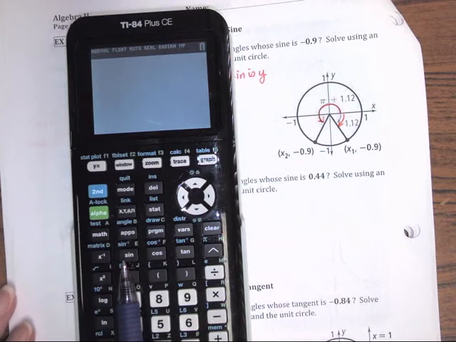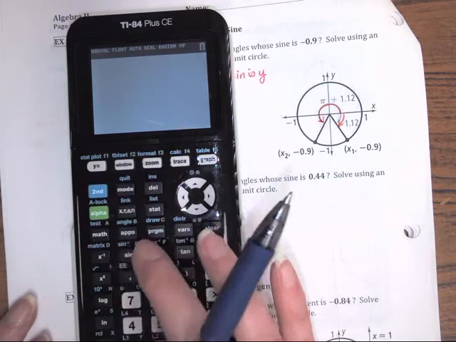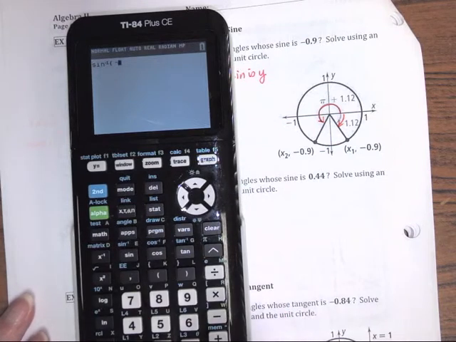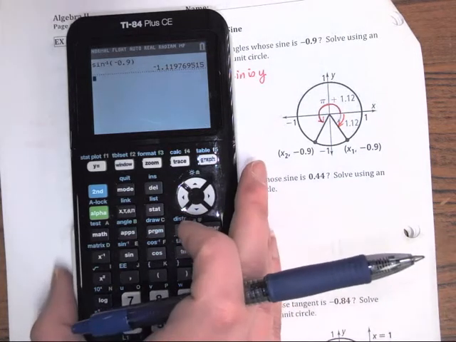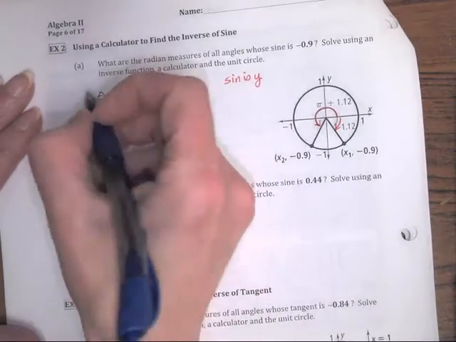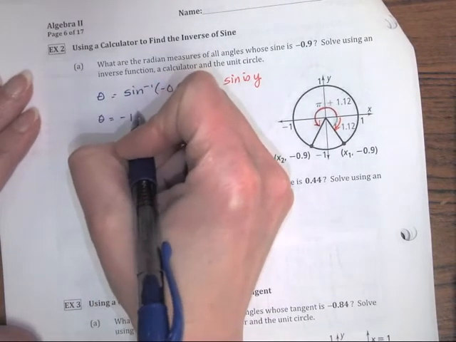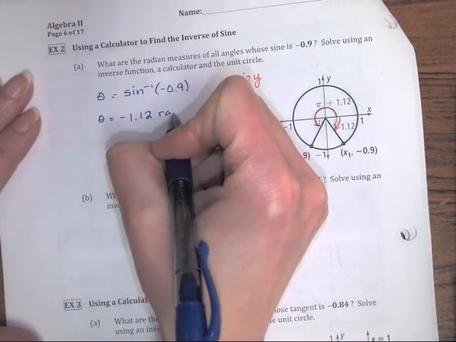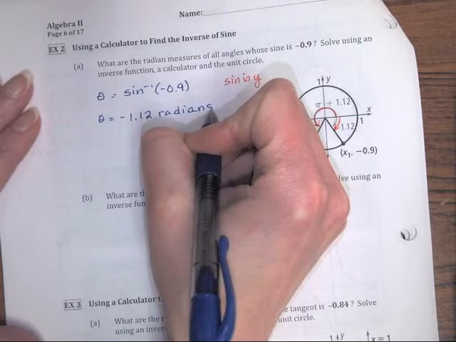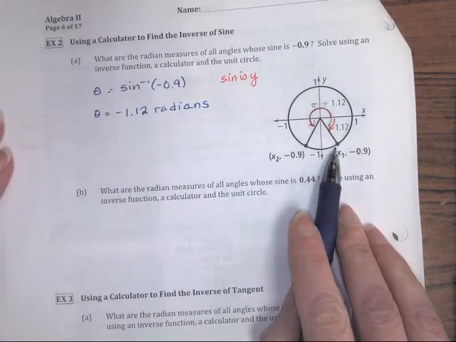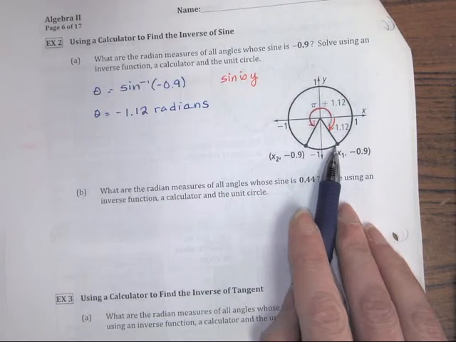All right? So second inverse sine negative 0.9. And I've got negative 1.12 radians. Does that sound reasonable? Okay. So theta could equal negative 1.12 radians. Where is that? That's here. Agree? Okay. So we've got that.